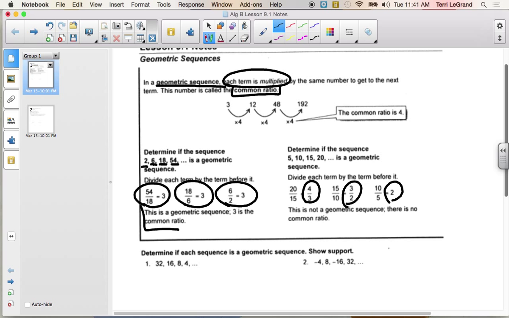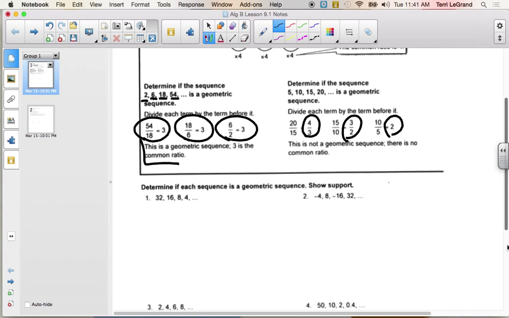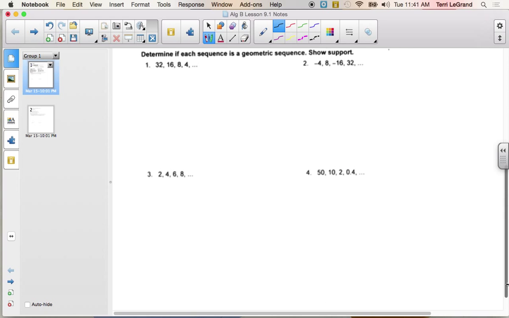So that one's actually an arithmetic sequence, not a geometric sequence. Okay, so we're going to determine if each sequence, for these 1 through 4, is a geometric sequence, and notice it says show support. So what would be our first step of work that we could start with for number 1?